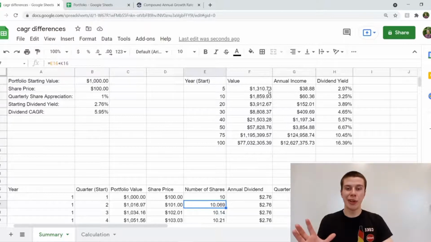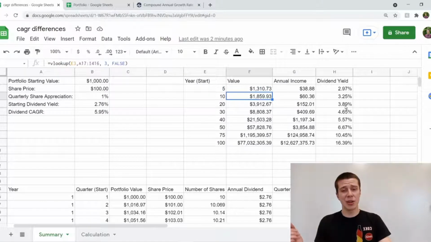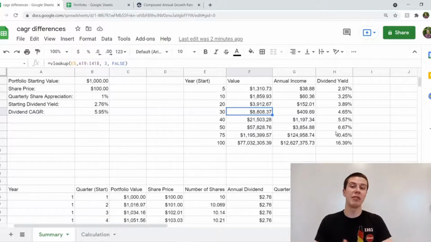So right here on the right are the results. You can see after 5 years, the portfolio value is at $1,310 and the yield is just under 3%. And then after 10 years, the value's a little under $2,000 and the yield's about 3.25%. At 30 years, the portfolio is almost at $9,000 and the yield's 4.5%. At 50 years, it's at $57,000 and the yield's almost 7%. So you can see how that really starts to grow, and how those dividends just compound and keep buying you shares that are going to give you more dividends as well.